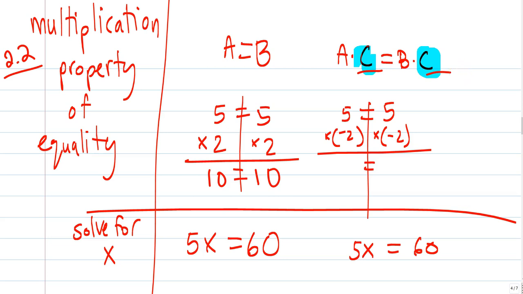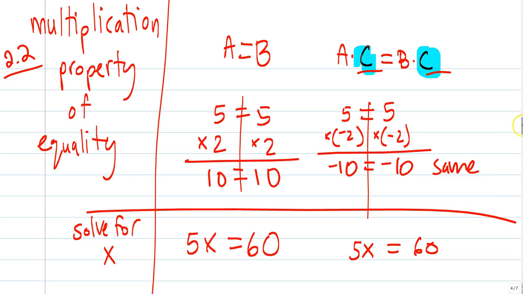This also works if I multiply by negatives, which is important. 5 times negative 2 gives us a negative 10. The sides stay the same as long as what I do to one side, I do to the other.